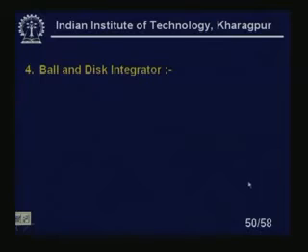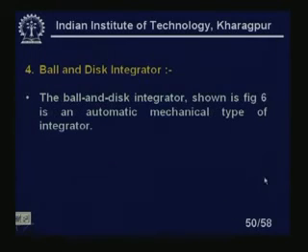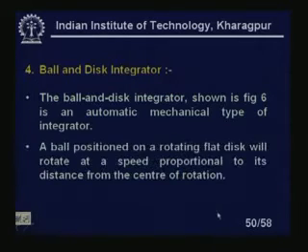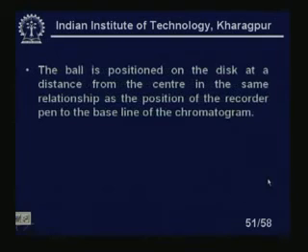Ball and disc integrators. This is a very mechanical integrator, and it is useful. The ball and disc integrator shown in the next figure is an automatic mechanical type of integrator. A ball positioned on a rotating flat disc will rotate at a speed proportional to the distance from the center of rotation. The ball is positioned on the disc at a distance from the center in the same relationship as the position of the recorder pen to the baseline of the chromatogram.